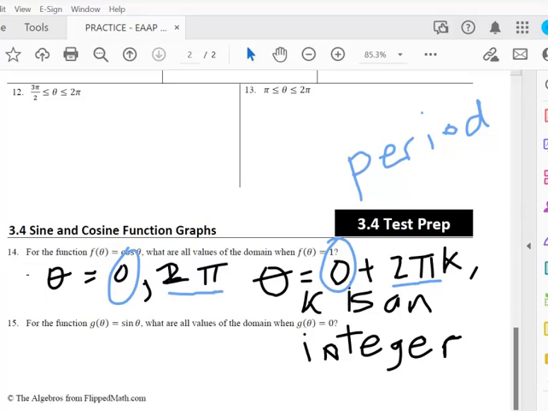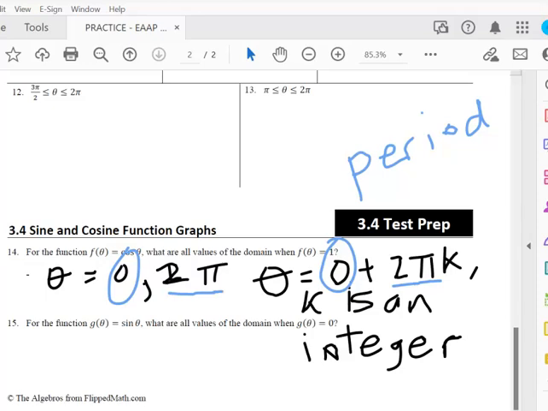By the way, in this answer, would you have to write 0? No. Could you just write 2 times pi times k? Sure. You say, well, how do we get angle 0? Well, 0 is an integer, so if we replaced k with 0, 2 times pi times 0 is 0, that would be one of the answers. So for this number 14, what are all values of the domain? We would write it as theta equals 0 plus 2 pi k, comma, k is an integer.